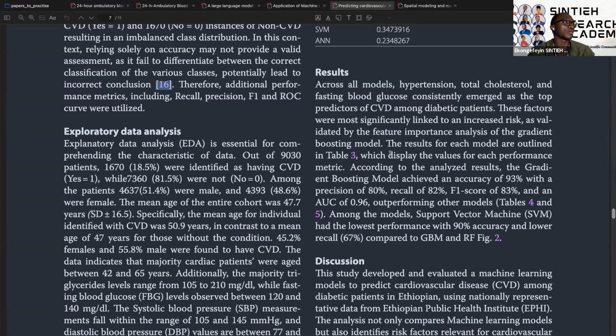The results for each model are outlined in Table 3, which displays their values for each performance metric according to the analyzed data set. Gradient boosting models achieved an accuracy score of, and among the models, SVM had the lowest accuracy compared to this. So this is all about the result section.